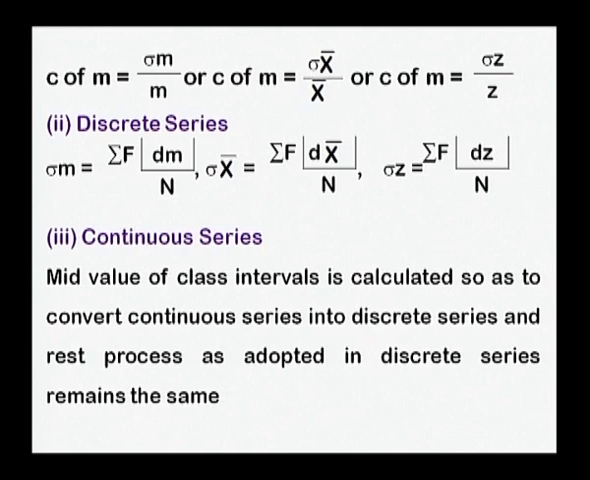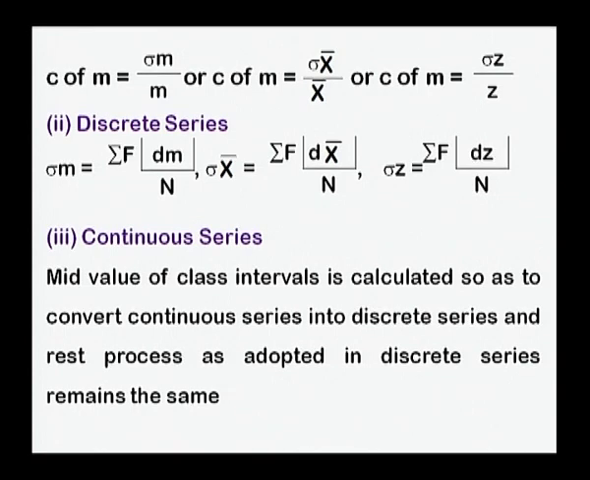Now, whenever we have to calculate the coefficient of mean deviation, first of all we have to see whether we have used median, mode or mean for calculating mean deviation. If we have used the median, then the coefficient is mean deviation divided by median. When the mean deviation has been calculated with the help of mean, then it is mean deviation divided by the mean. When calculated with the help of mode, Δz is divided by z. So, these formulas are used to find mean deviation and its coefficient.